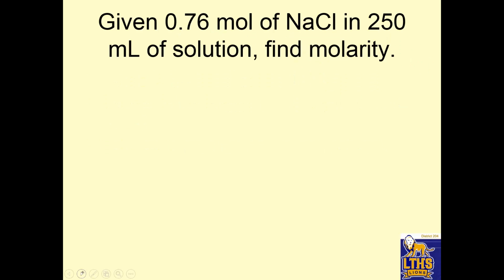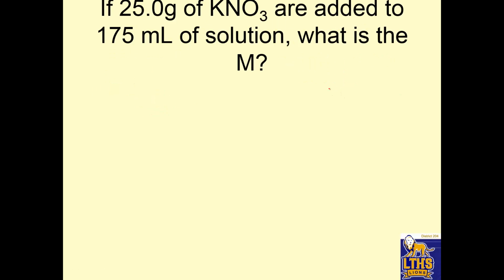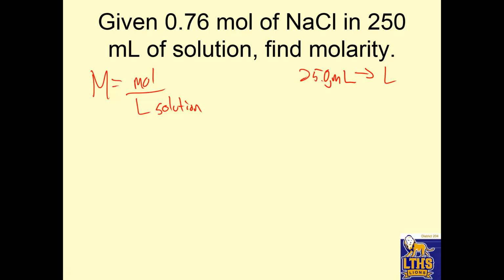Okay. Given 0.76 moles of NaCl in 250 milliliters solution, find the molarity. Well, molarity equals moles of solute over liters of solution, but I see a problem here. 250 milliliters, I need to know how to make that into liters. Well, we've done these conversion things before, but we're going to memorize this one. Milliliters, you just move the decimal point 3 spots over. 1, 2, 3. So 250 milliliters equals 0.25 liters. Okay, so it's going to be a 3 decimal point swing. So 0.76 over 0.25, and that's going to be 3 point something.